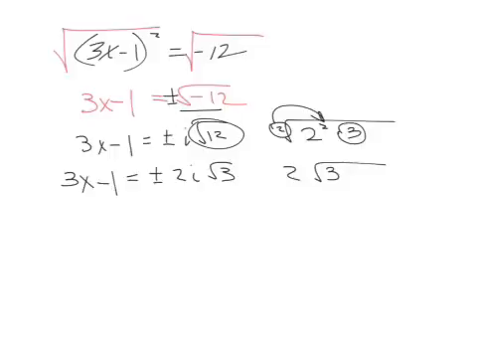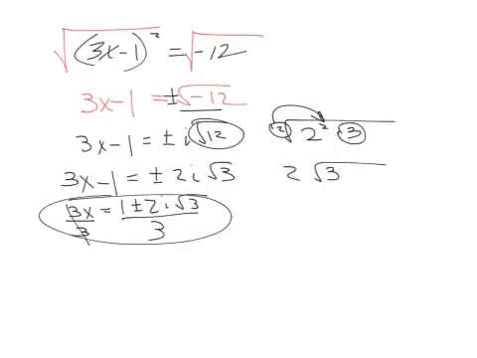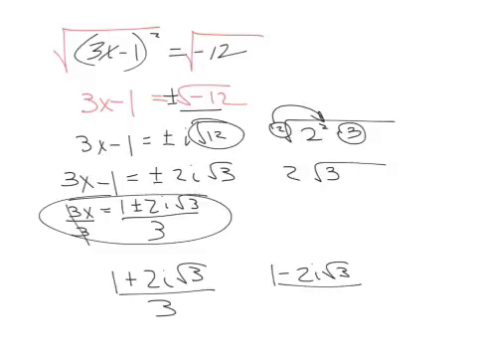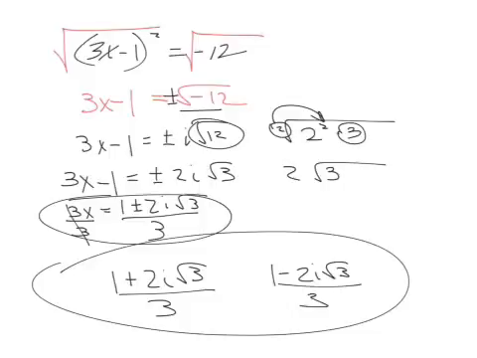Alright, so there we go. Let's go to the next step here. We're going to add 1 to both sides. Plus or minus 2i square root of 3. Okay, now we're going to divide by 3, divide by 3, those cancel, and we're done. And really we have two answers, 1 plus 2i square root of 3 over 3, and 1 minus 2i square root of 3 over 3. So those are our two answers, one with a plus and one with a minus.